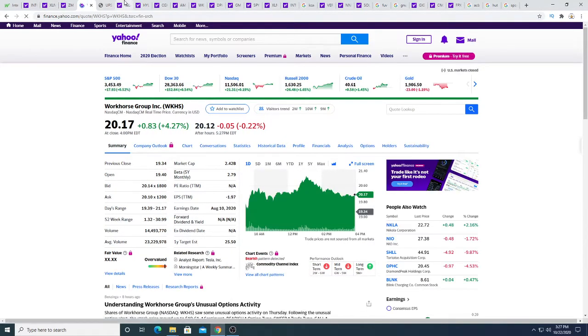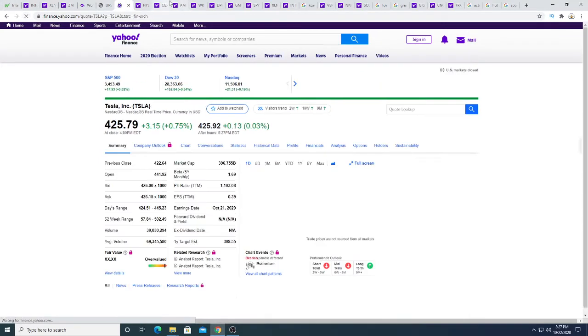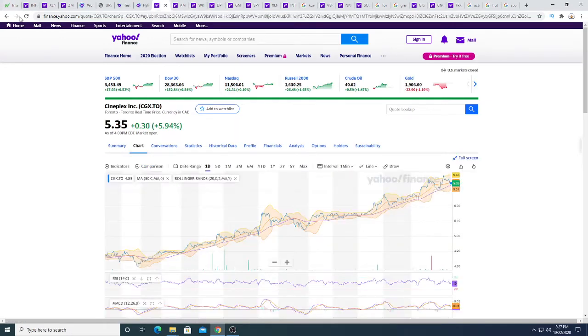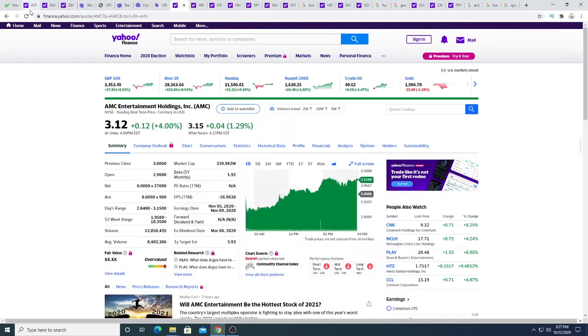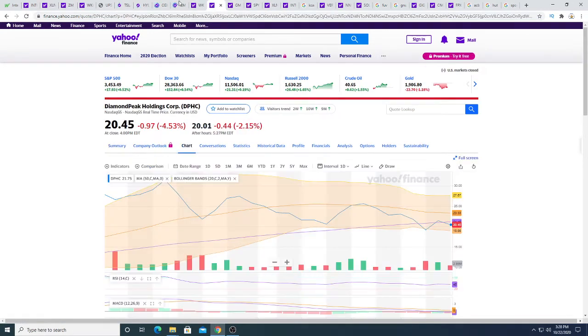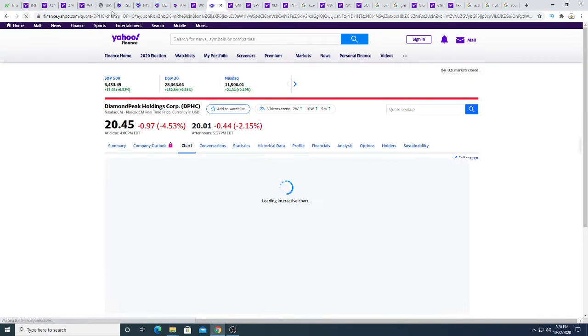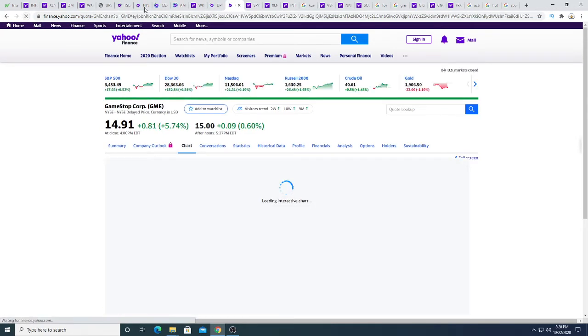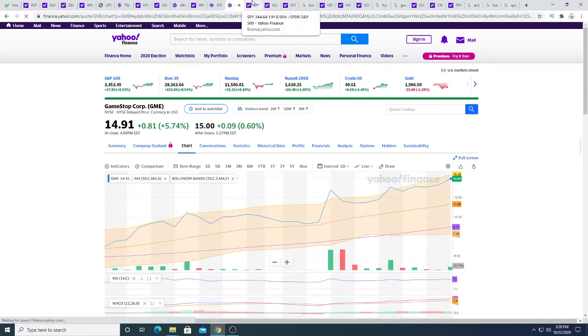Workhorse is down 5 cents. Tesla is up a penny. Hyliion is down 5 cents. Cineplex, I don't know why I have Cineplex up here. AMC Entertainment is up 6 cents after hours. DPHC is down 44 cents after hours. GameStop is up 9 cents after hours, trading at $15. Very happy with my position in GameStop.